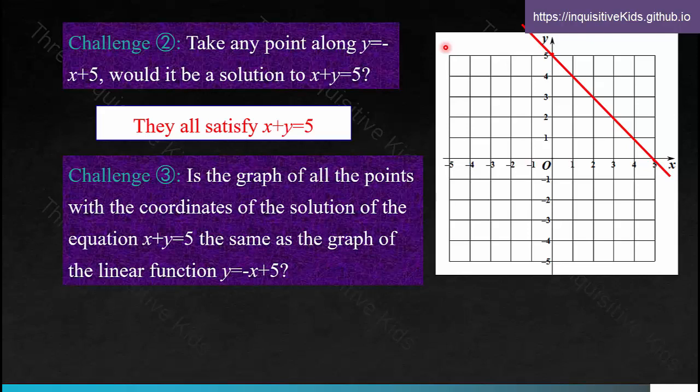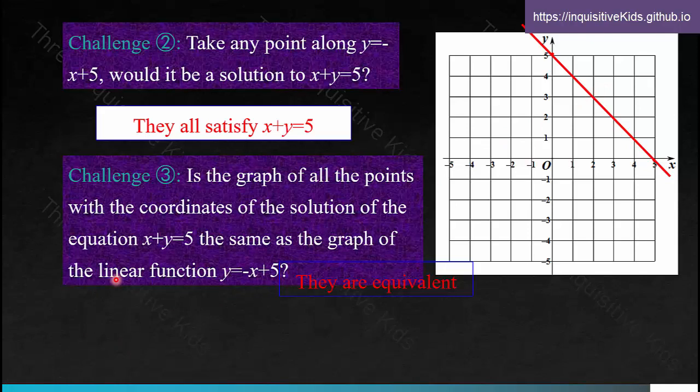Challenge number 3. Is the graph of all the points with the coordinates of the solution to the equation x plus y is equal to 5 the same as the graph of the linear function y is equal to negative x plus 5? And yes, they are equivalent. So what this is saying is that if you look at the coordinates of each of the points all dotted along this line, they all match the circumstance that x plus y is equal to 5.